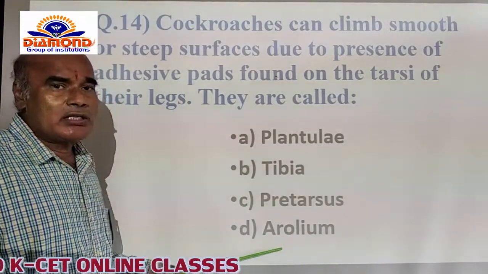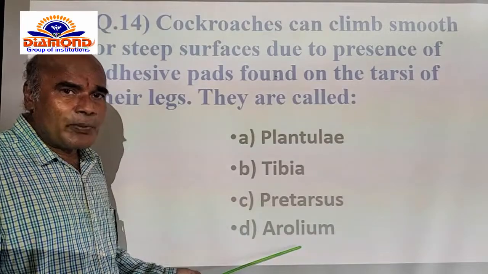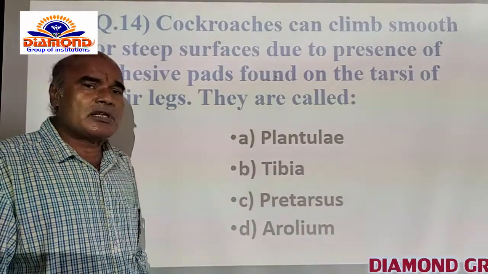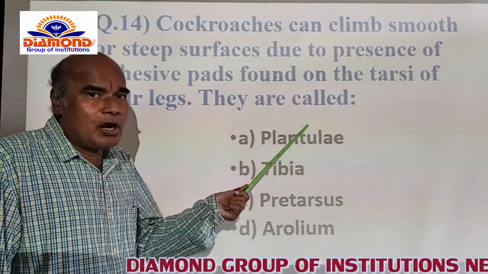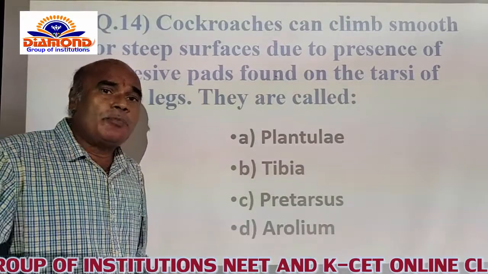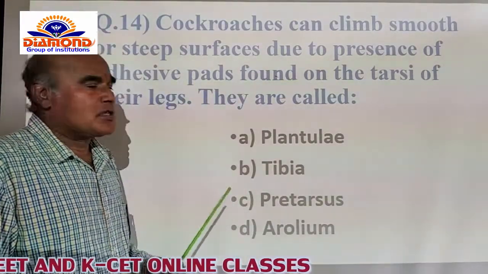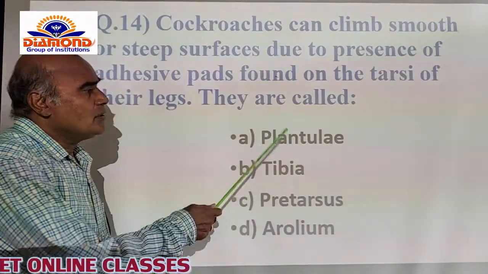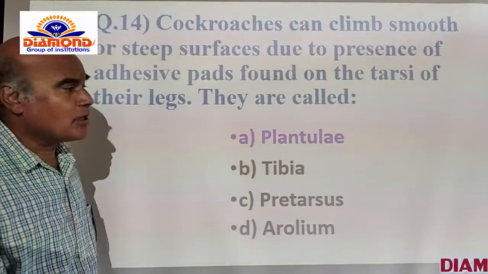And the aroleum, as I said, is the spongy, pad-like structure present in between the pair of claws. Plantulae permit the cockroach to crawl on steep and smooth surfaces, whereas the aroleum permits the cockroach to crawl on rough surfaces. Now among A, B, C, D, option A is related to this question. That's why option A is the correct option.